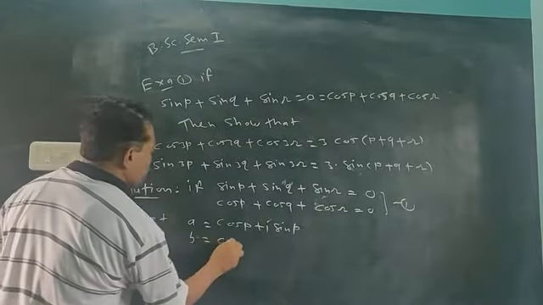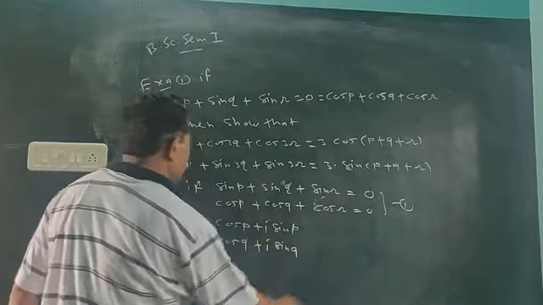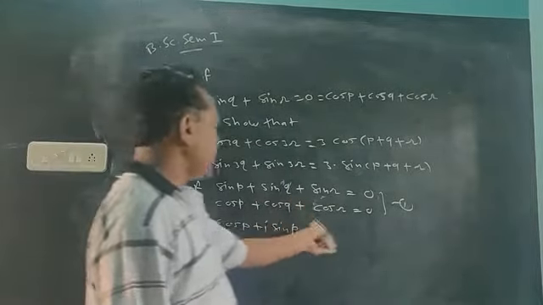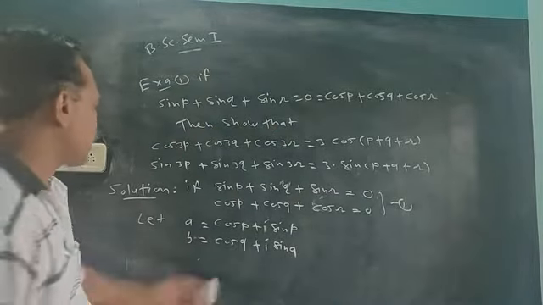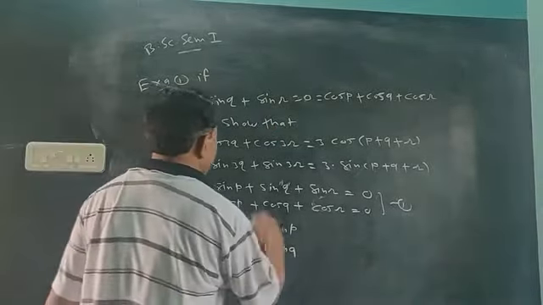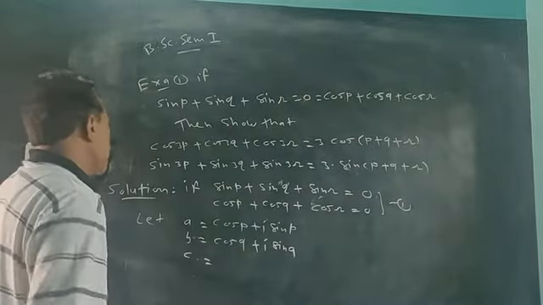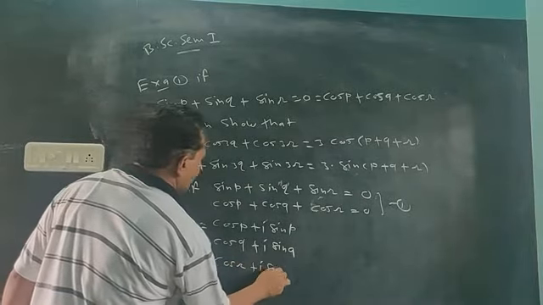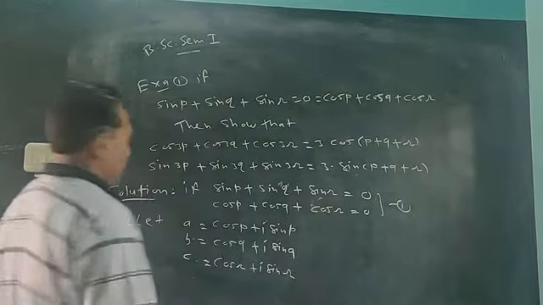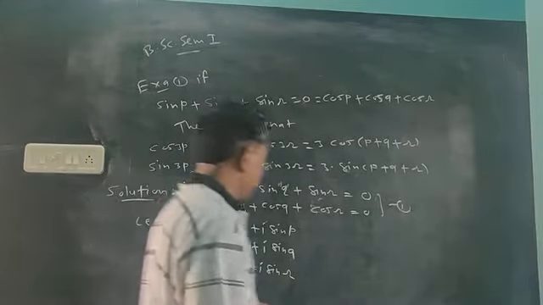Let b be, for q, cos q plus i sin q. According to De Moivre's theorem, cos theta plus i sin theta raised to power n. And let c be, for r, cos r plus i sin r. Okay, so these are a, b, c.